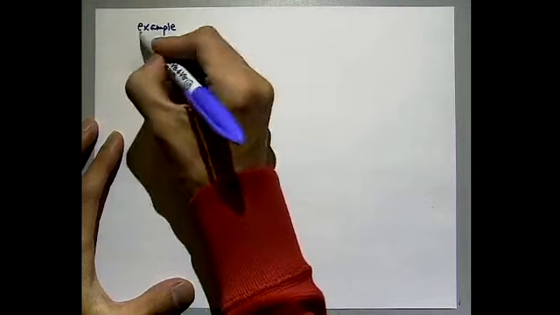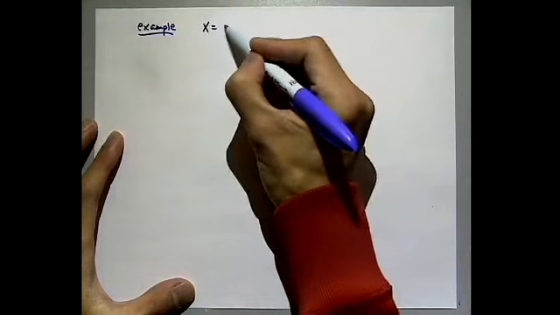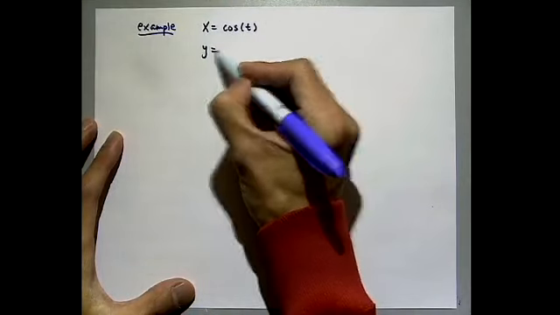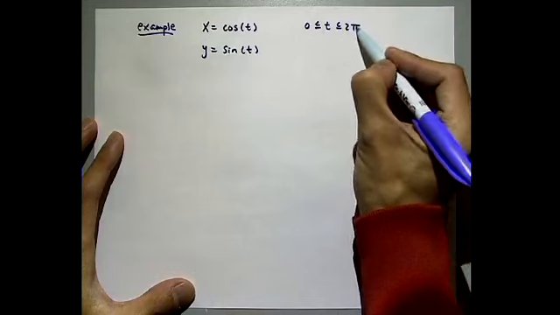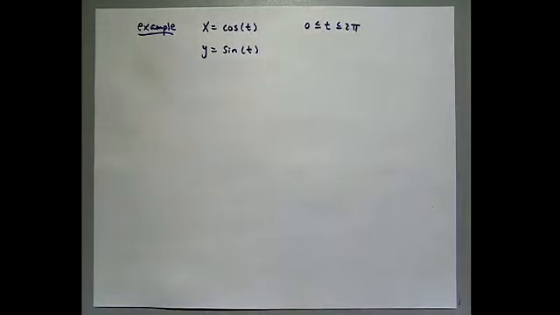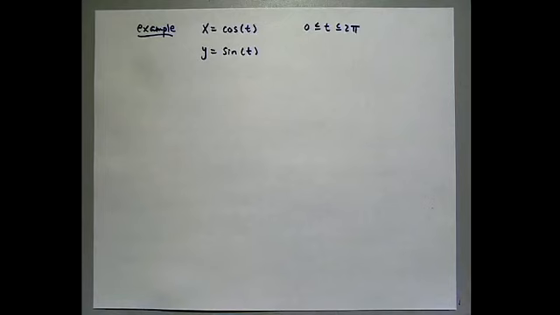Okay, let's check out this set of equations. x is cosine of t, y is sine of t, and we let t go between 0 and 2 pi. All right, so can you recognize this shape without doing any point plotting? What shape is this? The fact that we're dealing with pi's here should be a pretty big clue. Circle, yeah.